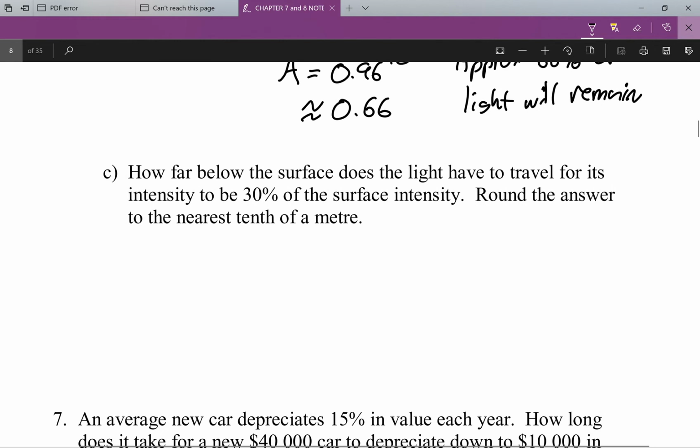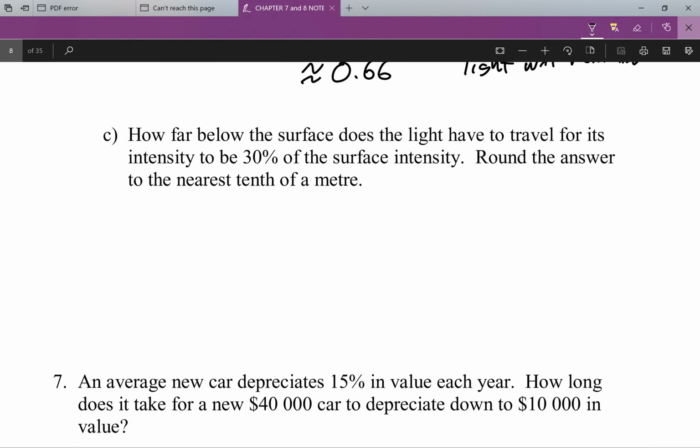How far below the surface does the light have to travel for its intensity to be 30% of the surface intensity? Again, I want to remind you guys, you could do this by multiplying everything by a factor of 100, but I'm just going to keep it in decimals in this case. So I go 0.3 is going to equal 1 multiplied by 0.96 all to the power x.